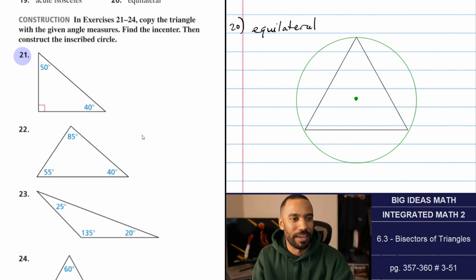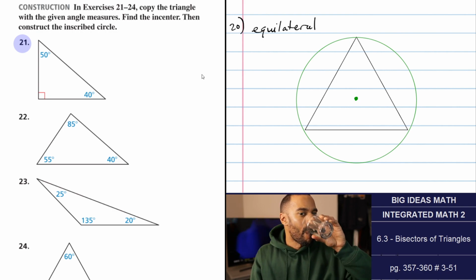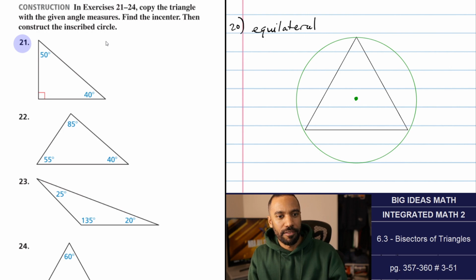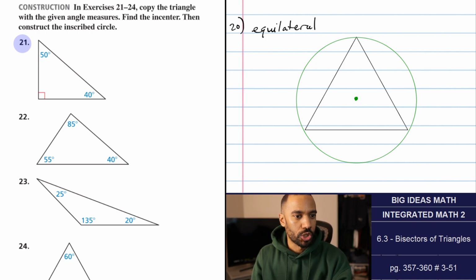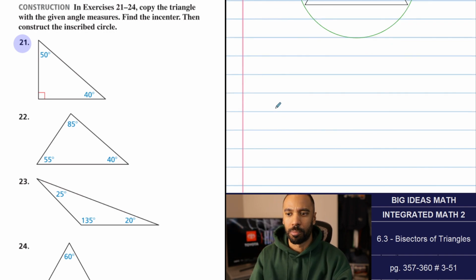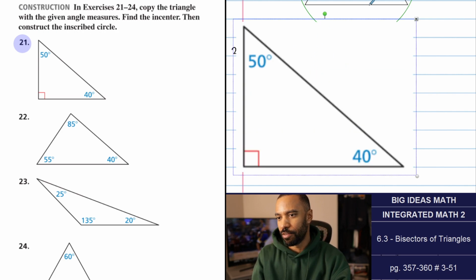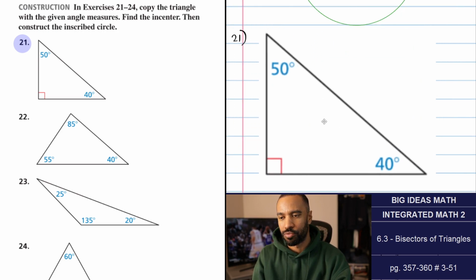Spoke too soon. I got 4 more. We're going to do in-centers this time. Copy the triangle with the given angle measures, find the in-center, then construct the inscribed circle. So, I mean, this is something you'd have to do on binder paper. Literally, you'd have to use a protractor to copy those things down unless you're printing this thing out. And even if you are, these are very small pages to do this for.